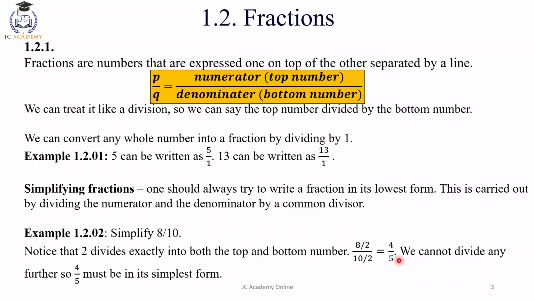Notice at this stage, there is no number that can divide exactly into both 4 and 5. It has to be the same number. There is not another same number that can divide exactly into both of these, so we cannot divide further. So 4/5, or 4 over 5, must be in its simplest form.